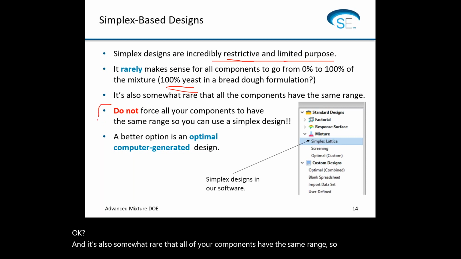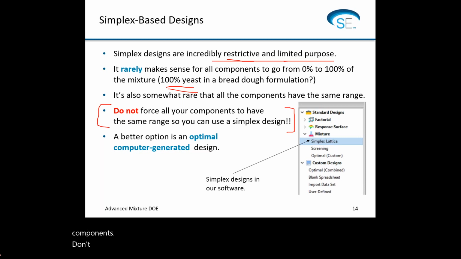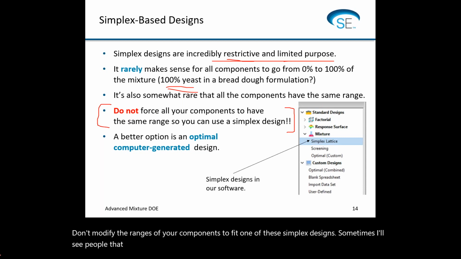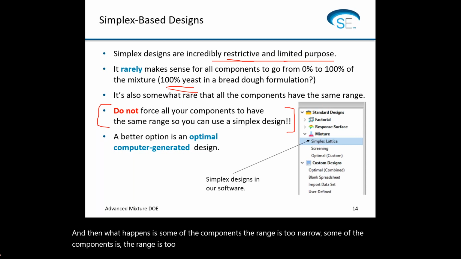So my tip is a tip we always give at Statease. I mean, every workshop, every webinar: don't force your components, don't modify the ranges of your components to fit one of these simplex designs. Sometimes I'll see people force the ranges to be the same just so they can use a simplex lattice design. And then what happens is for some of the components the range is too narrow, for some the range is too wide, and they don't get the maximum amount of information that the experiment is able to give them. So generally, we highly recommend against doing it.